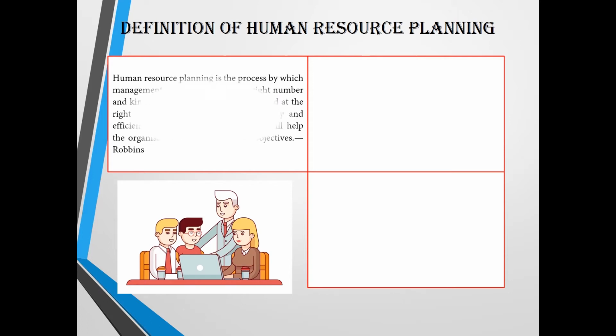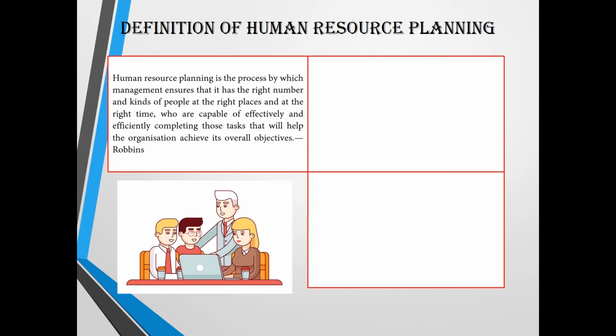So, what is human resource planning? According to Robbins, human resource planning is the process by which management ensures that it has the right number and kinds of people at the right places and at the right time who are capable of effectively and efficiently completing those tasks that will help the organization achieve its overall objective.